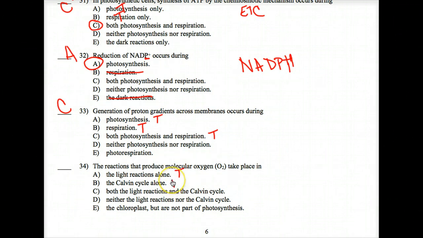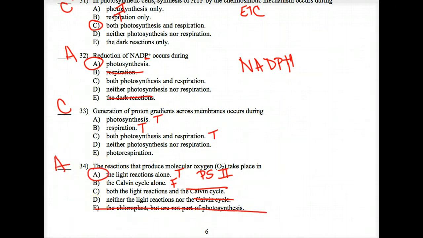The reactions that produce molecular oxygen take place in the light reaction, true. The Calvin cycle, false, because we're making oxygen during photosystem 2, the splitting of water, correct? Both the light reactions and the Calvin cycle, false. Neither the light reactions nor the Calvin cycle, false. The chloroplasts, but are not part of photosynthesis, that doesn't even make sense. So my answer there has to be A.